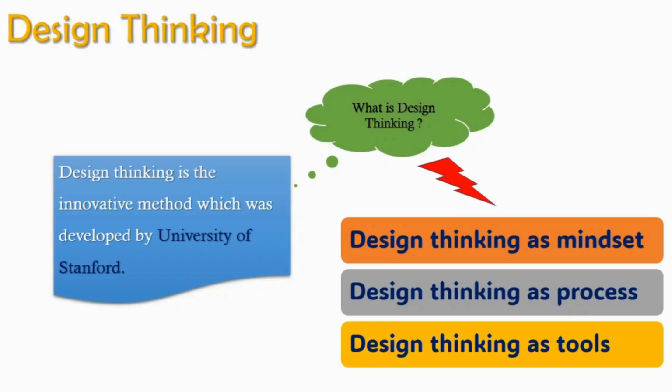So in our previous video, we studied design thinking and took up the question of what design thinking is, and we talked about design thinking as a mindset. Now in today's lecture we are going to learn how to use design thinking as a process. To use design thinking as a process we have to follow some steps. So what are these steps?